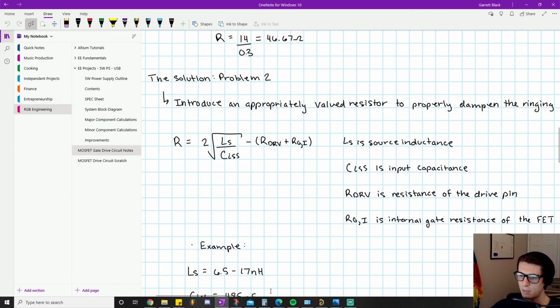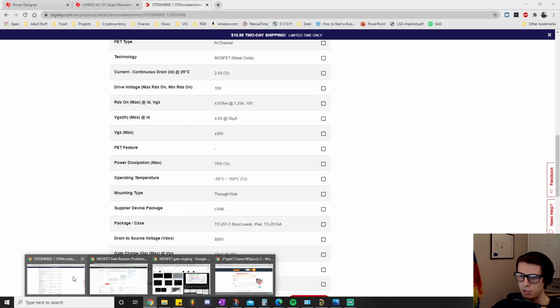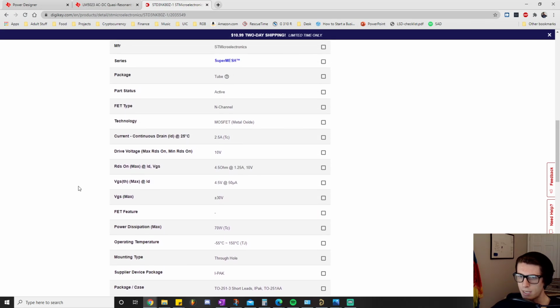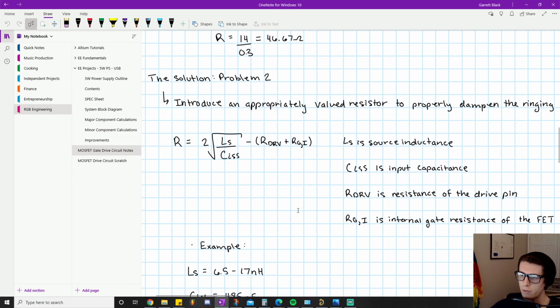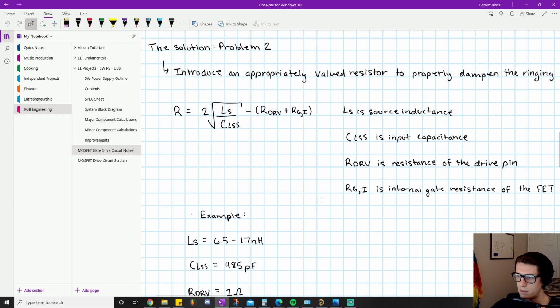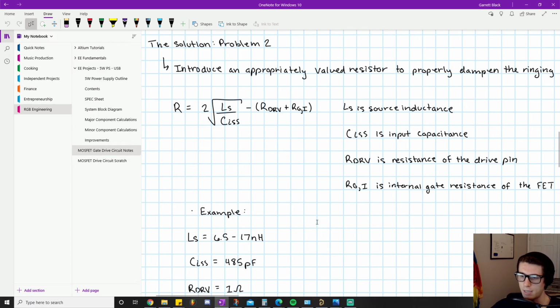And CISS is the input capacitance, which I found in the data sheet as well. Input capacitance, CISS max, is 485 picofarads. So that's where I got that value from. Now, I will admit, R drive and RGI, where R drive is the resistance of the drive pin, and RGI is the internal gate resistance of the FET, which is also the MOSFET, FET being short for MOSFET. I just estimated those because they're a little bit tricky to find, I'll be honest. I estimated them at 1 ohm each, and honestly, that could even be a little high. It could be like 500 milliohms or something like that. So for this example, I just estimated them to each be 1 ohm.